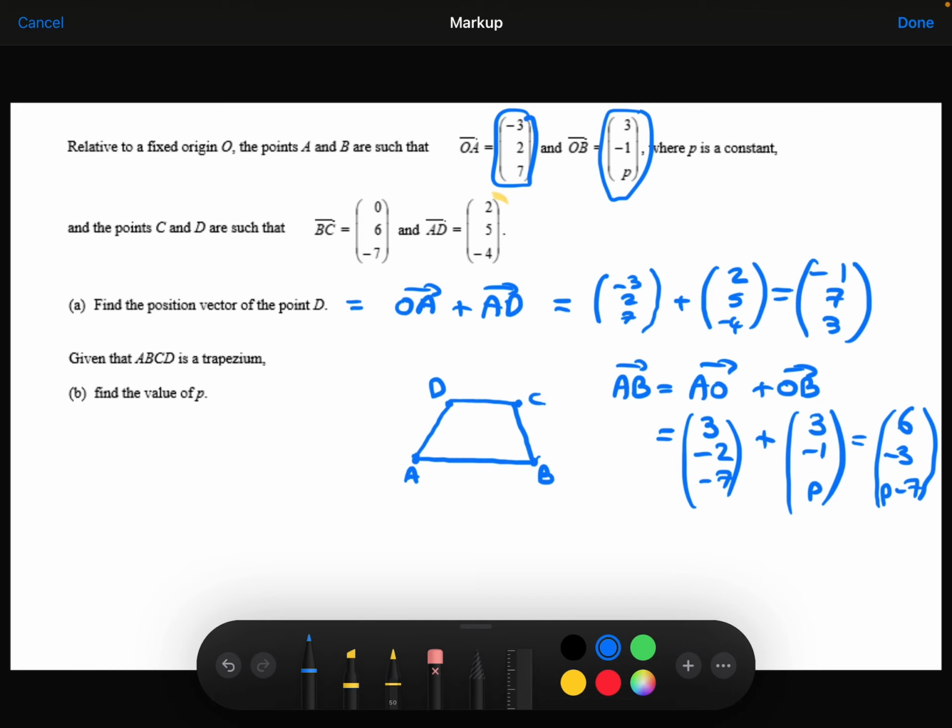Let's now do D to C. So for D to C, I can go from D to O and then O to C. Now D to O, well, I worked out in part A of the question that O to D is the position vector of point D. So D to O is the negative of that.